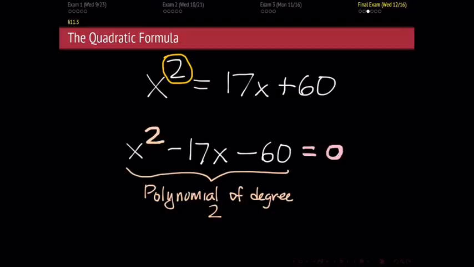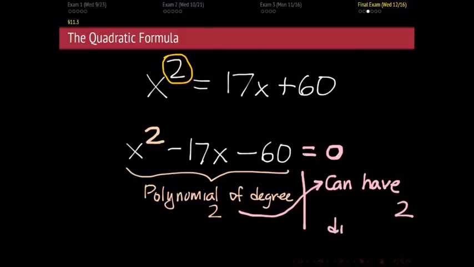Why we care about the degree of a polynomial is that it sets a limit on how many solutions that polynomial equation can have. So a polynomial of degree 2, it can have two solutions. Different solutions.